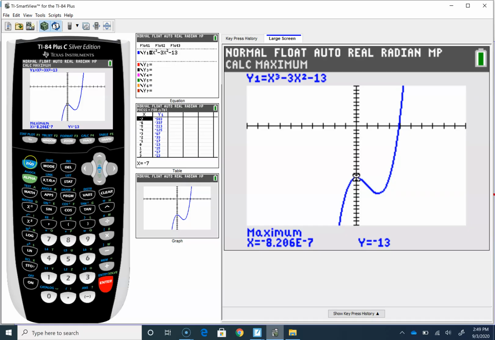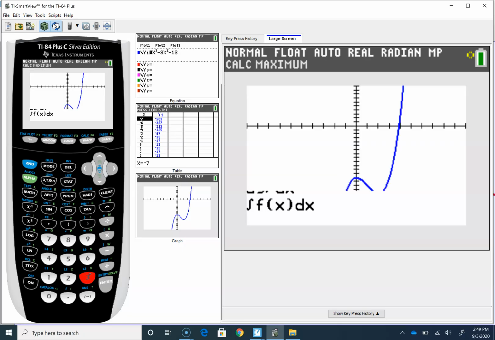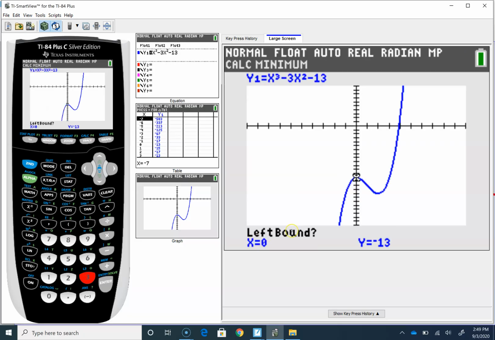So I'm going to go back to my calculator. I'm going to calculate. So the blue, calculate. The minimum, which is number 3. I'm going to follow the directions, left bound. So I need to be to the left of this minimum. So I actually need to go to the right a little bit. So I'm to the left of the minimum. I'm going to push enter.